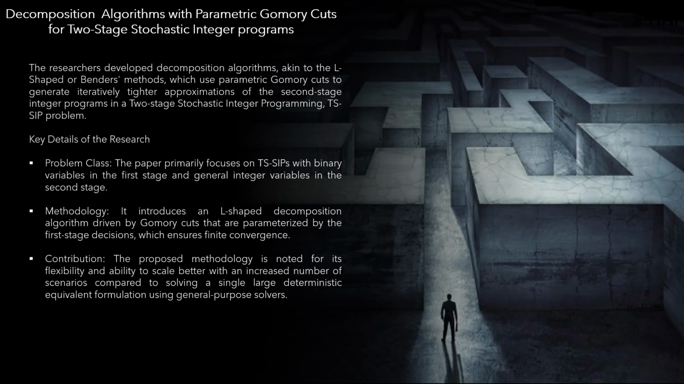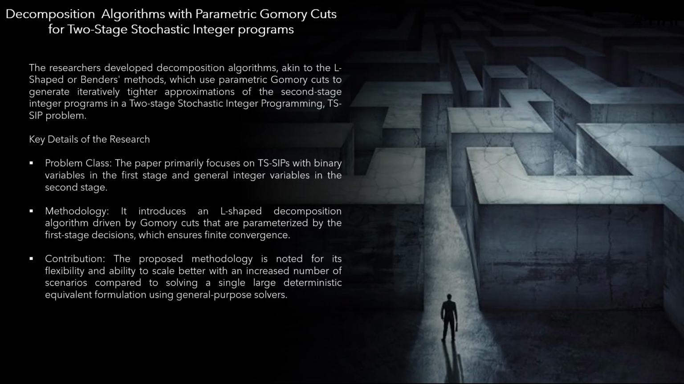The research develops decomposition algorithms, akin to the L-shaped or Benders' methods, which use parametric Gomory cuts to generate iteratively tighter approximations of the second-stage integer programs in a two-stage stochastic integer programming (TS-SIP) problem. Key details of the research. Problem class: the paper primarily focuses on TS-SIPs with binary variables in the first stage and general integer variables in the second stage. Methodology: it introduces an L-shaped decomposition algorithm driven by Gomory cuts that are parameterized by the first-stage decisions, which ensures finite convergence.